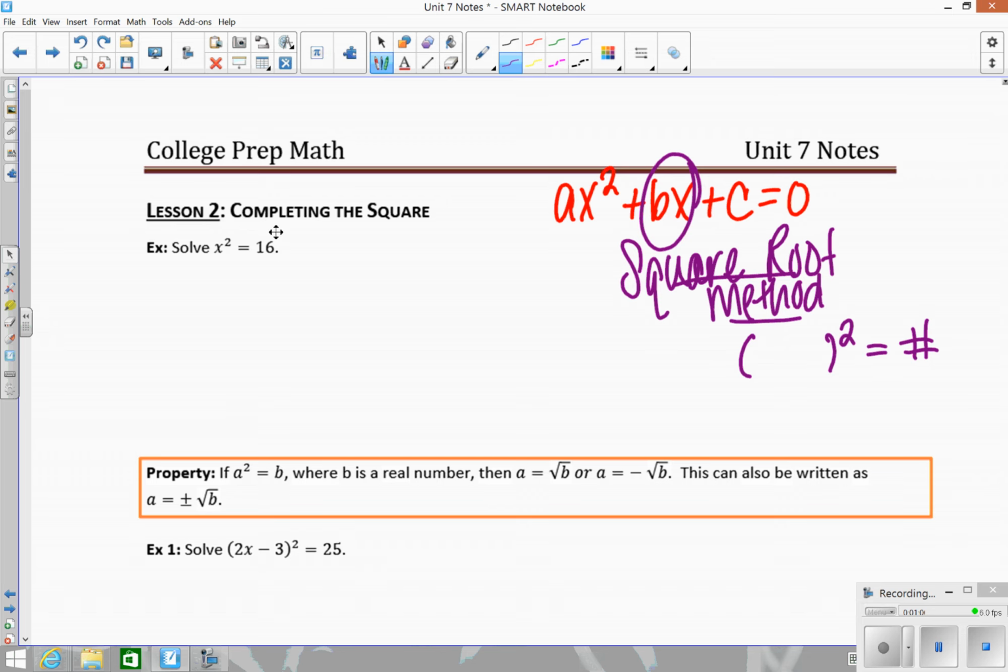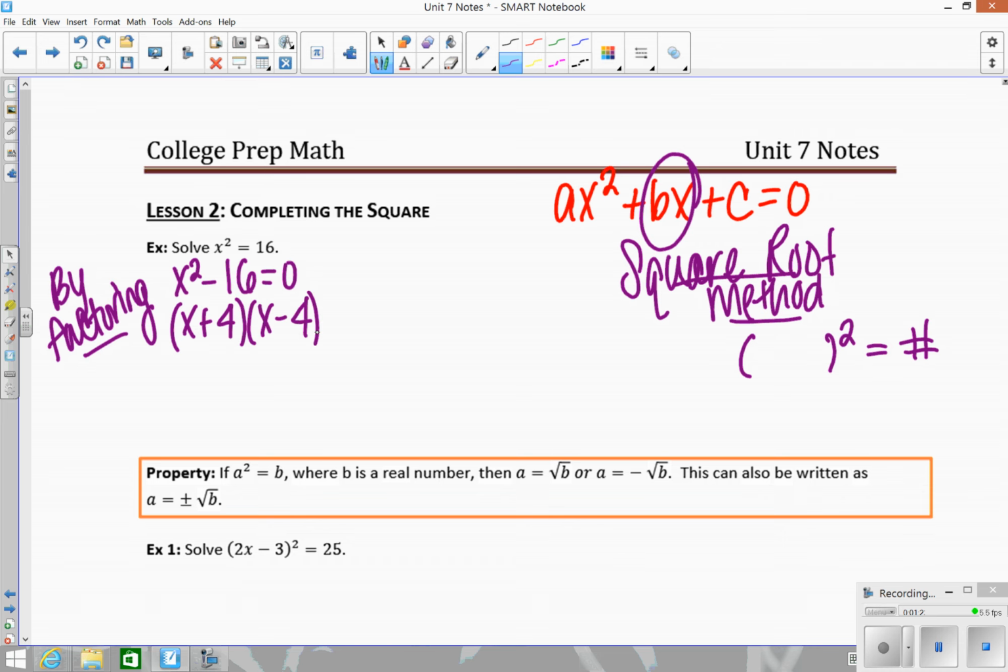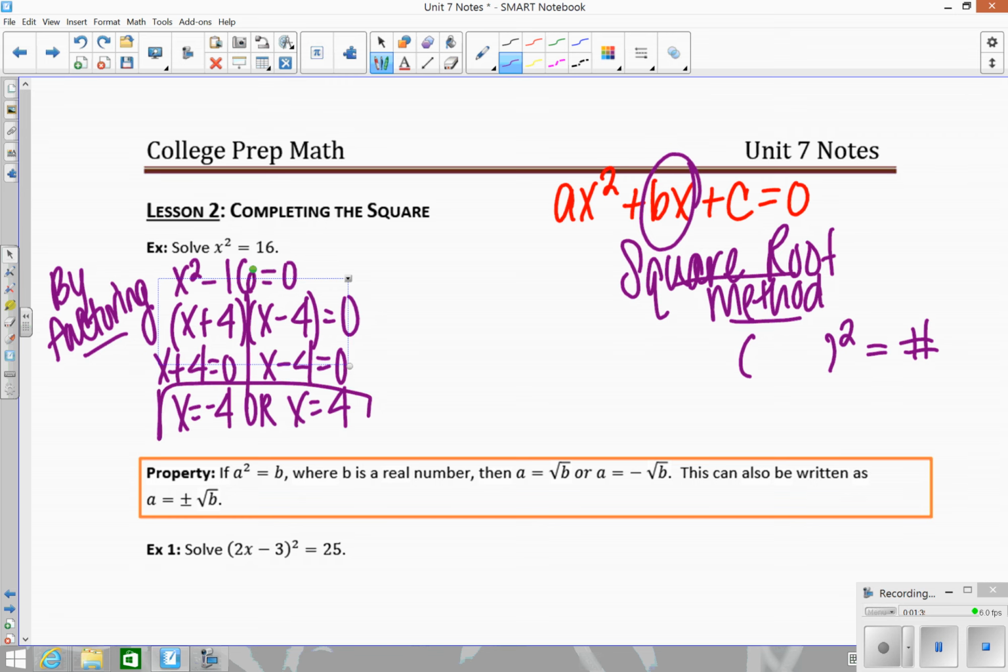So for example, this first equation here, if I solved it by factoring, we would have to set it equal to 0. So I would have x squared minus 16 equals 0. And then I know it's a quadratic and it's a difference of perfect squares, so I would square root both sides and I would have opposite signs for the factors. And then I would split it and set each piece equal to 0. Since it's two pieces being multiplied to equal 0, one of them has to equal 0. And I would solve it. I would get x equals -4 or x equals 4 as my two solutions.